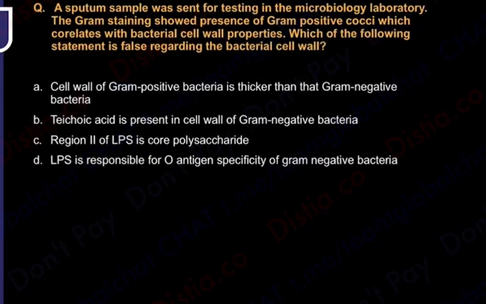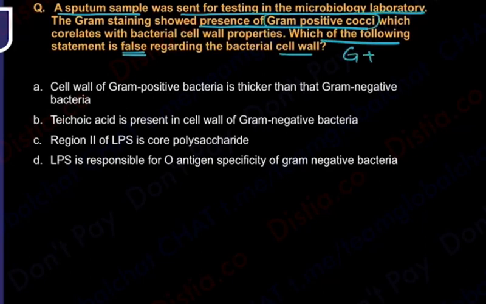This is interesting. There is a sputum sample that was sent for testing in the microbiology lab. The gram staining showed presence of gram-positive cocci, which correlates with the cell wall properties. Which of the following statements is false regarding the cell wall? देखो कौन सा cell wall है? We are dealing with gram positive. You probably have to think of that PPPPT mnemonic, and you have to find out the false statement.